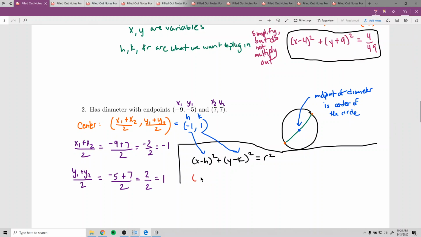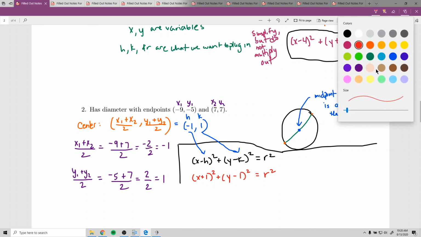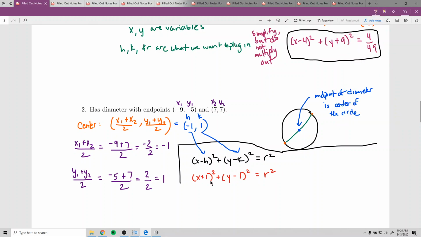All right, so h is -1. When we plug in a negative in here, it becomes positive. We got x plus 1 squared plus, and then y minus k, k is 1, so we're going to have y minus 1 squared equals r squared. Right, now once you've found h and k, finding r isn't very bad at all. All you have to do is pick either of your points, -9, -5, or 7, 7, and plug them in for x and y.